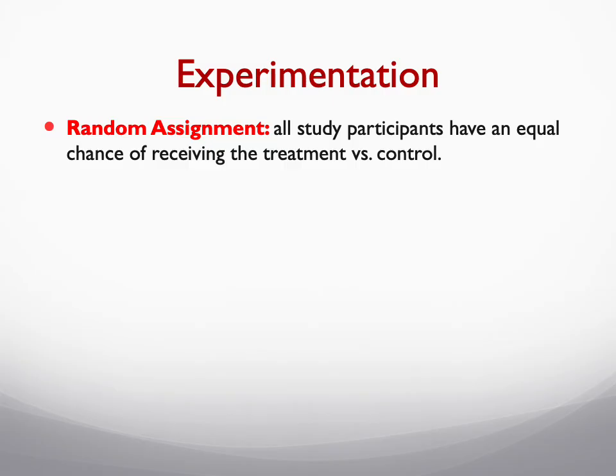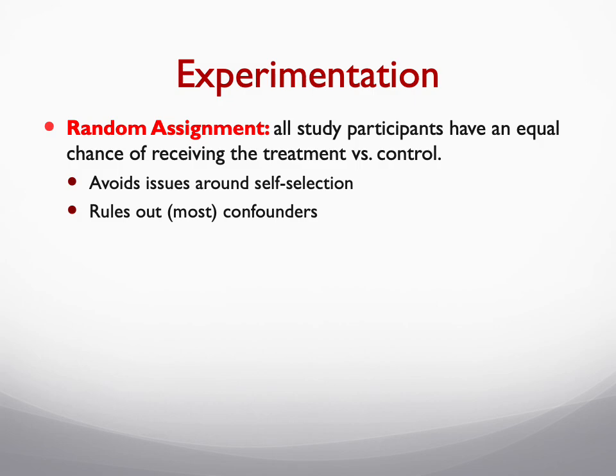Beyond manipulation, the second really key and important feature of an experimental design is what we call random assignment. What we mean by random assignment is that all study participants have an equal chance of receiving the treatment or the control, or treatments or controls if we have more than one of those groups. Why this is important is that it avoids issues around self-selection that plague survey research, that plague these relationships that we might look at in a survey context.